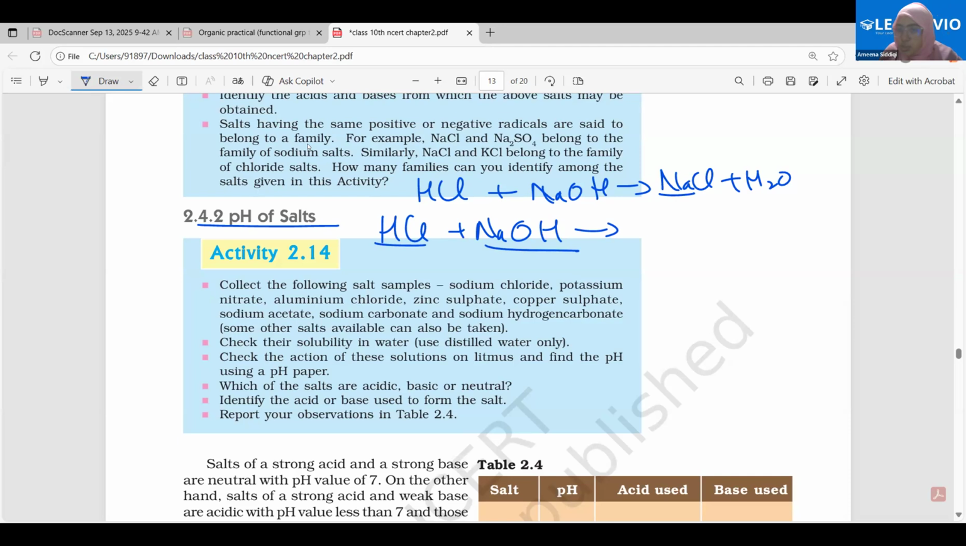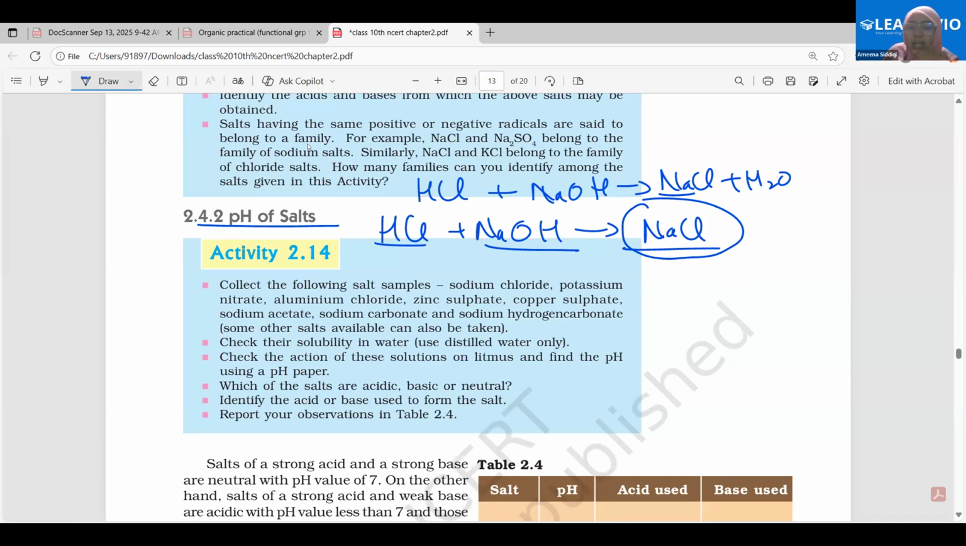Since both of them are strong, NaCl will have a pH of 7. Why? Because the strong acid is neutralizing the strong base here. Therefore we will get a salt which will be neutral, because both of them were strong and cancel each other's effect equally. Is it clear?